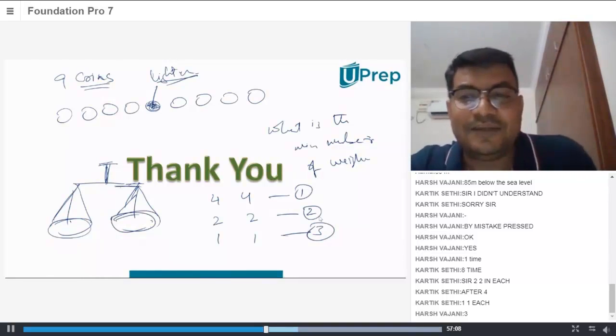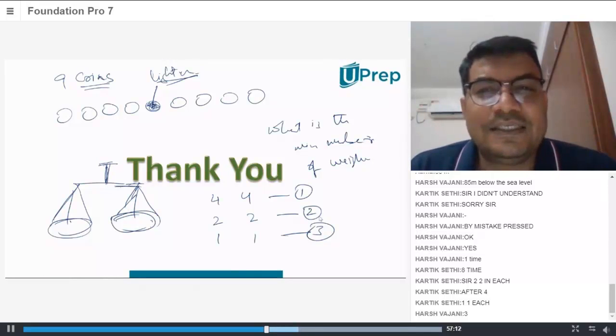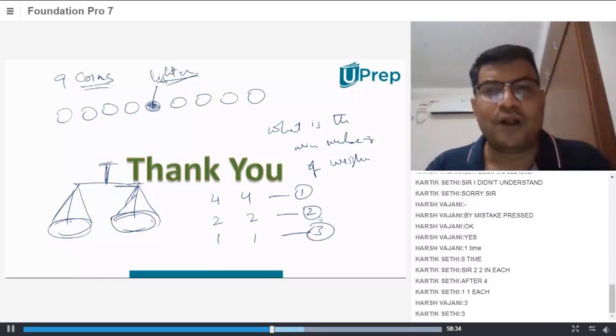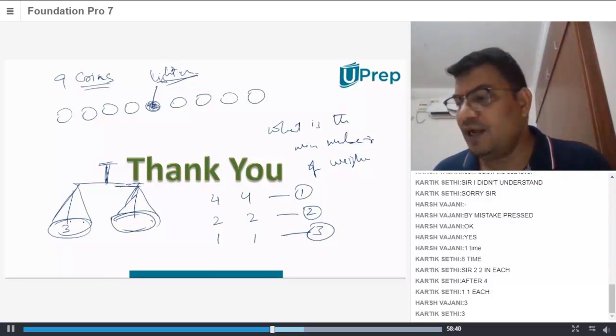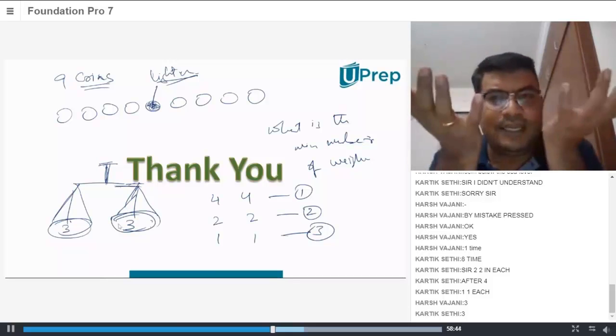Is that the answer? What is the minimum number of weighings? Can you do it better than this? Yeah. So now, instead of putting 4 and 4, now let's do it this way. We will put 3 and 3. We'll put 3 here on one pan, 3 here on the other pan.